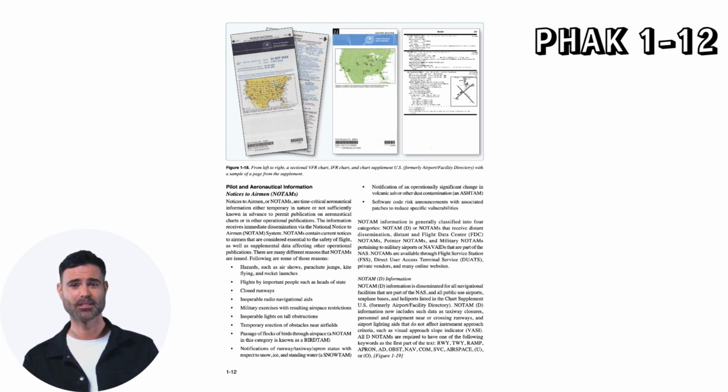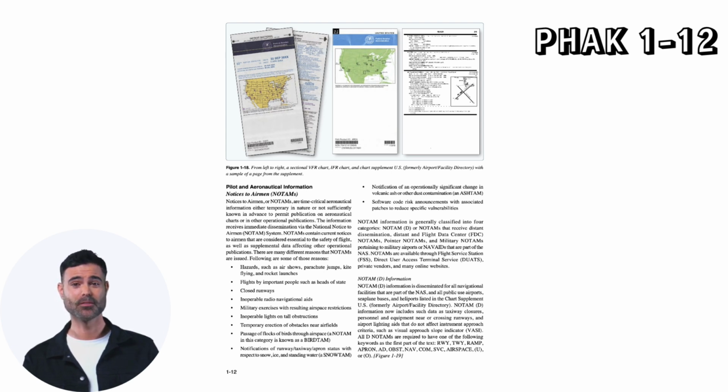NOTAM information is generally classified into 4 categories: NOTAM D, or NOTAMs that receive distant dissemination; distant and Flight Data Center, FDC, NOTAMs; pointer NOTAMs; and military NOTAMs pertaining to military airports or NAVAIDs that are part of the NAS. NOTAMs are available through Flight Service Station, FSS, Direct User Access Terminal Service, DUATS, private vendors, and many online websites.